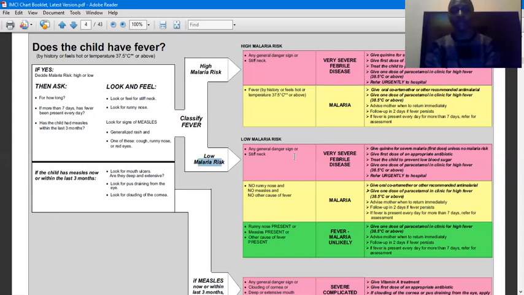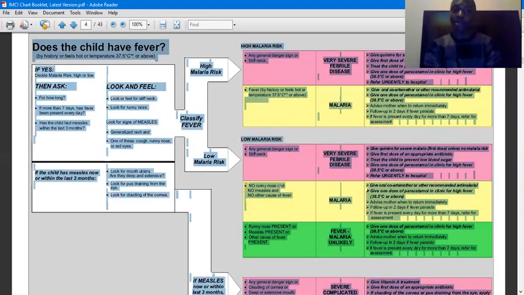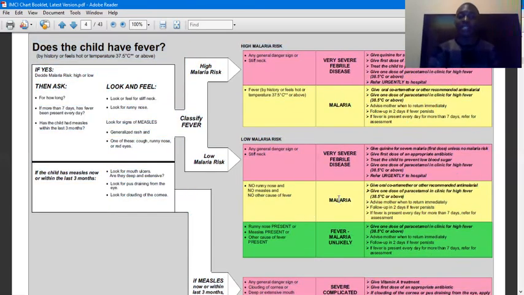But if this child has fever and presence of any general danger sign or neck stiffness, again it says you need to classify the fever that this child has as a very severe febrile disease. Then if this child presents with fever, but the fever is not accompanied by a runny nose, there is no measles, and there are no other causes of fever, you need to classify the fever that the child has as malaria.